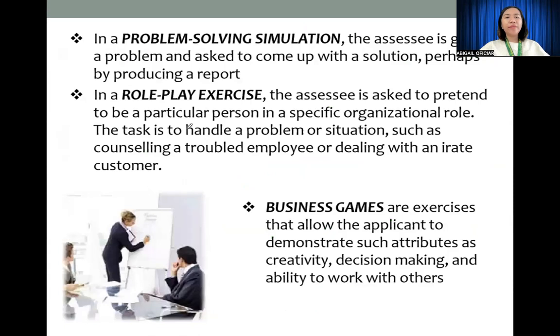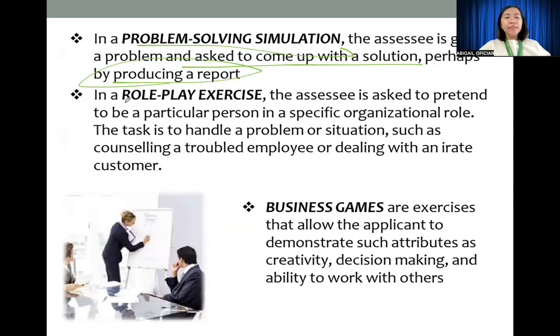So another technique is the problem-solving simulations. The assessee is given a problem and asked to come up with a solution, perhaps producing a report. So may problem na kailangan niyang isolve, tapos solve lang niya yun. Okay, maybe pwede ring written ito eh.